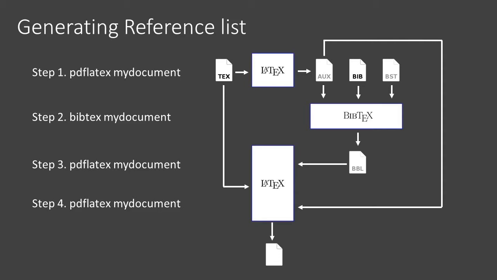Step 2 is to run the BibTeX command with the manuscript name as argument. Now BibTeX reads the auxiliary file, generates the reference list, and saves it to a file with the name of the document and extension BBL. That is mydocument.bbl in this example. The BBL file contains the thebibliography environment and the bibitem list with formatting commands and definitions.